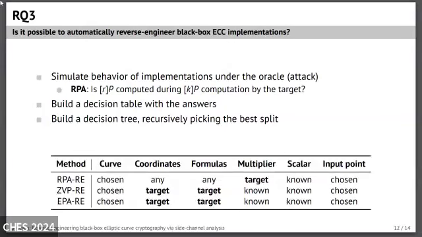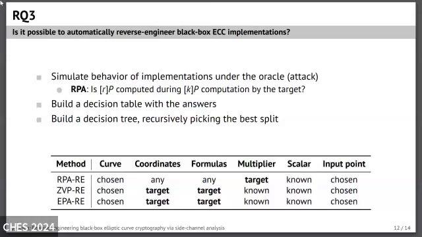So we implemented all of this. We have these 3 methods. They have different properties. By properties, I mean what they target. For example, this RPA method really only targets the multiplier. But it is applicable to any coordinates or any formulas due to the way the attack works. But you need to choose, or at least have, a suitable curve. Not all curves are really suitable for RPA. You need a chosen input point, and you need at least a known scalar.